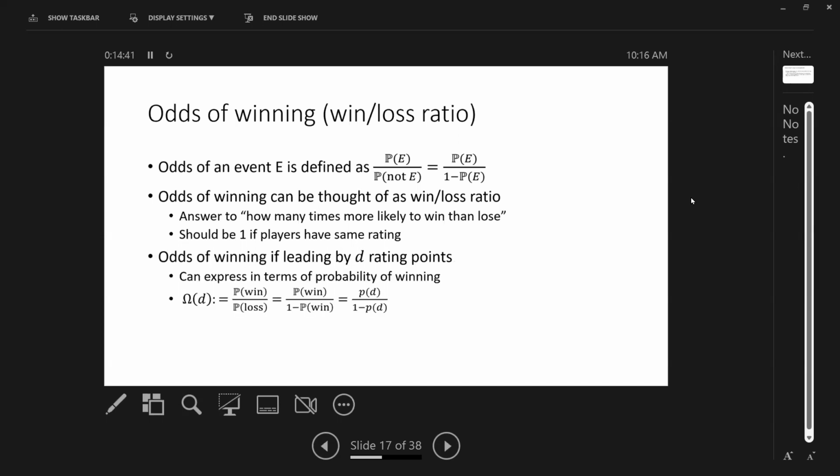Now let's try to think about what the odds of winning should be if, say, you lead your opponent by D rating points. Just by plugging in the formula above, we could write that in terms of the probability of winning. We would denote this function, the odds of winning if leading by D rating points, by omega of D, omega for odds, because I couldn't think of anything better. And this will be the probability of winning over the probability of losing, which is the probability of winning over 1 minus the probability of winning. And the probability of winning, as we said a few slides before, is our expected score function P. So the odds will just be P of D over 1 minus P of D.